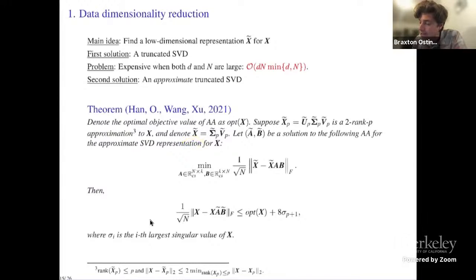If using this X tilde, I solve the archetypal analysis problem, I denote the solution to that by A tilde, B tilde. What we show is that the objective function evaluated at this A tilde, B tilde is less than or equal to the best value you can obtain plus 8 times the p plus 1 singular value. Okay, and so in particular, if my original data was rank p, then this would be an exact approximation, right? Okay, so how do you obtain this X tilde p?